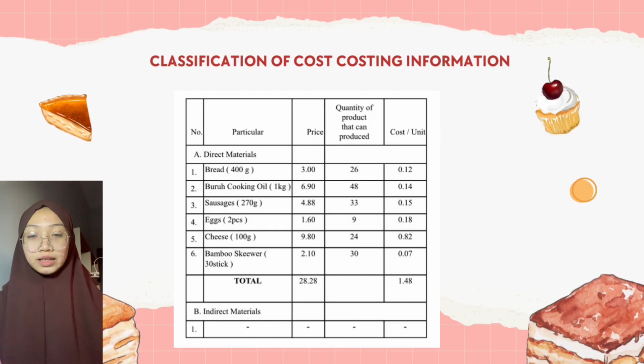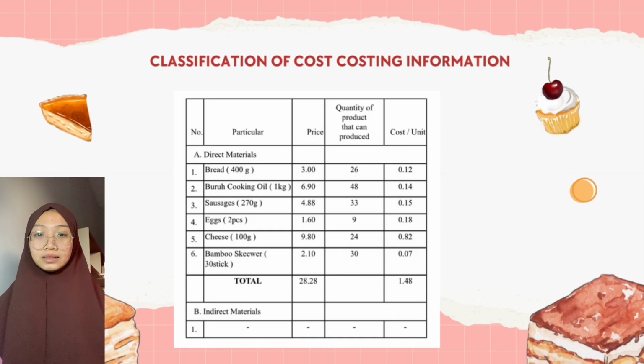Next is classification of cost and costing information, which has direct material and indirect material. The first one is particular, which is the name of the ingredient. Next is price, which is the total cost for the ingredient that we bought from the market. Next, quantity of product that can be produced is the estimated quantity that can be produced from that raw material. And lastly is cost per unit.